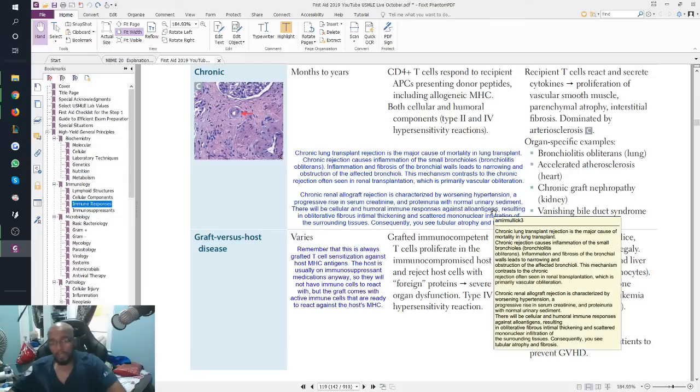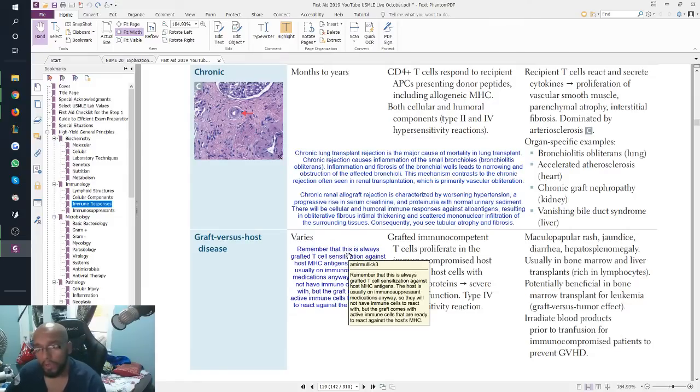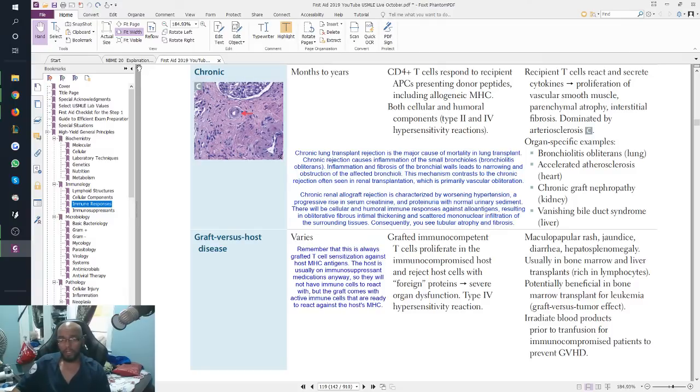Well, CMV is going to be the one that's related usually to a lung transplant. You get a patient with a lung transplant, they'll get CMV infection, and they'll describe the owl's eye inclusion for you in that. But the other thing is, make sure you know this. Organ-specific examples. You've got to make sure you know this. If they describe any one of these things to you, you should know exactly what's happening.